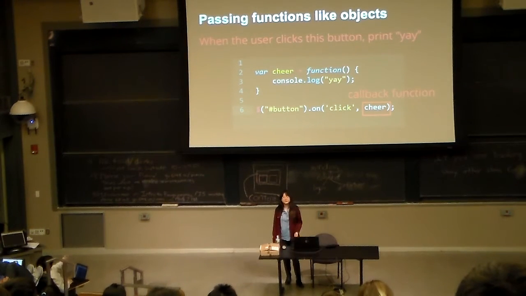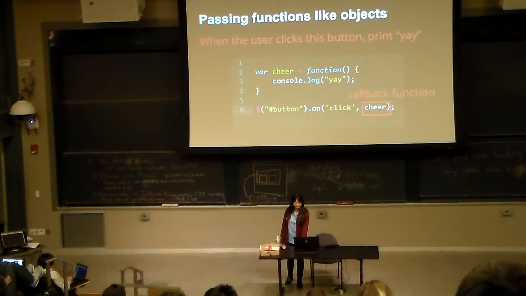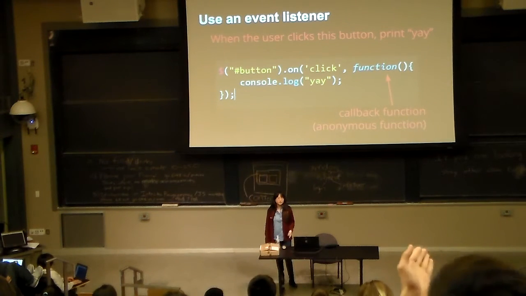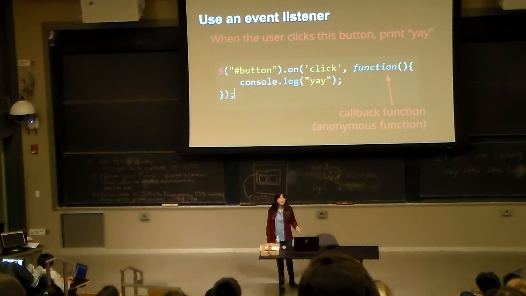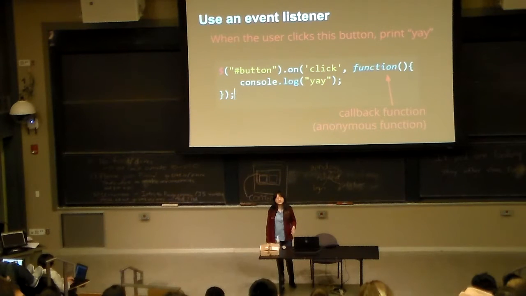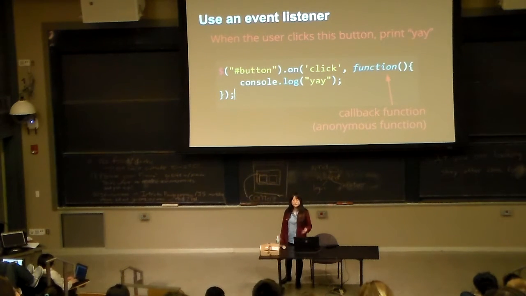So you can actually pass functions like objects in JavaScript, and we'll come back to this later. This is called a callback function. So you're saying, when this click event happens, get back to me and call this function. You can also pass in an anonymous function. So this is when you don't define the cheer function that prints yay separately. You just put it directly in as a parameter to the on function, and you don't give it a name. So in this case, you wouldn't be able to access this function again later because you're not naming it. It just kind of disappears. But if you don't want to reuse this function, you can just pass it in directly.